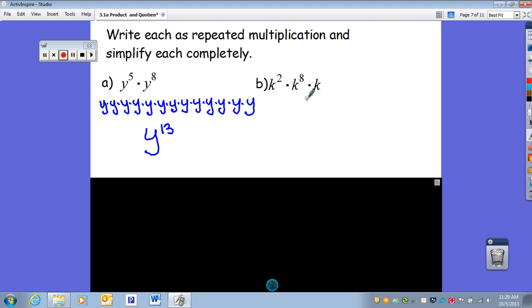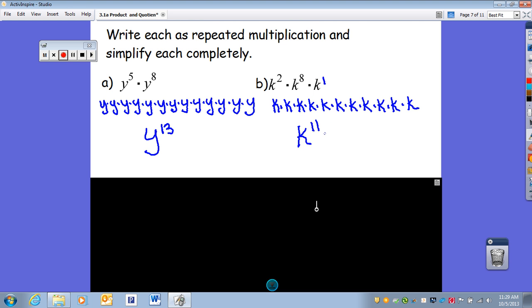Let's take a look at the next example. We have k to the second. We want to write that out as repeated multiplication. Then we have k to the eighth. And then we have a k by itself, so that's going to be k to the first power, which means there would be 1 k. So when we simplify that, we can add up all of the k's together, or simply add the exponents, which would be k to the 11th.